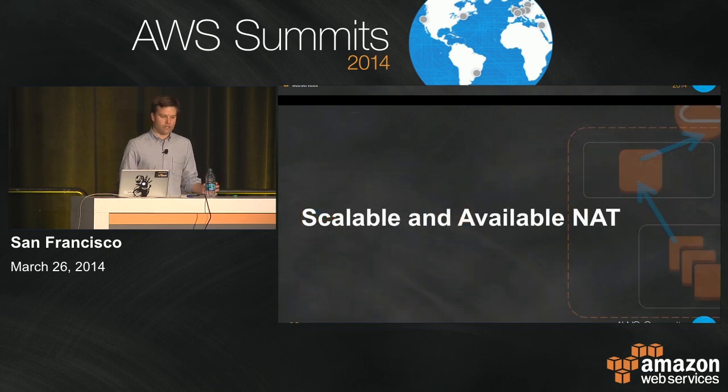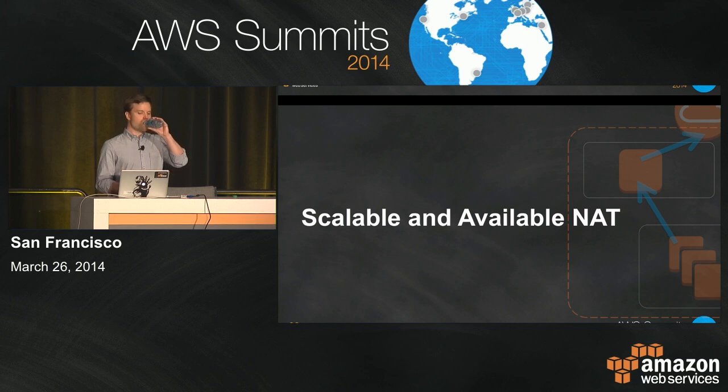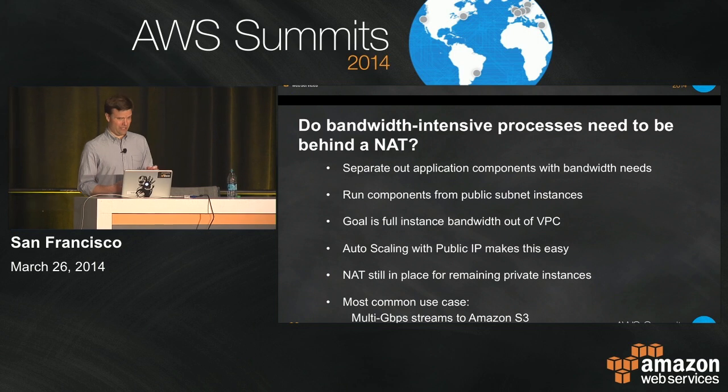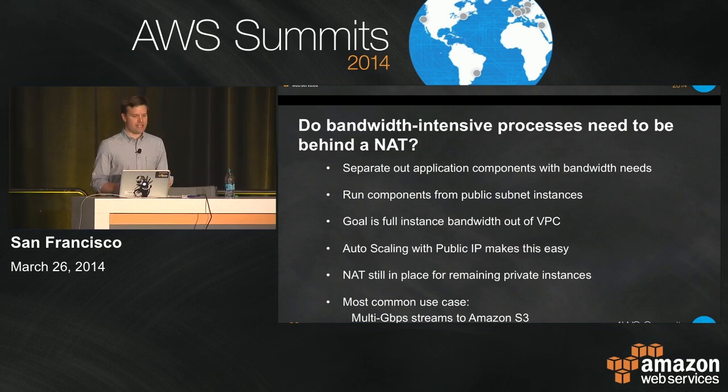So what are your options for making a scalable and available NAT solution? Before directly answering that question, I'm going to ask a question back. This automatic public IP assignment feature that I discussed is relatively new. It was only released back in, I think, October of last year. Before that, it was very hard to negotiate public IP assignments. But now, to be able to automatically dish them out, it's much simpler.